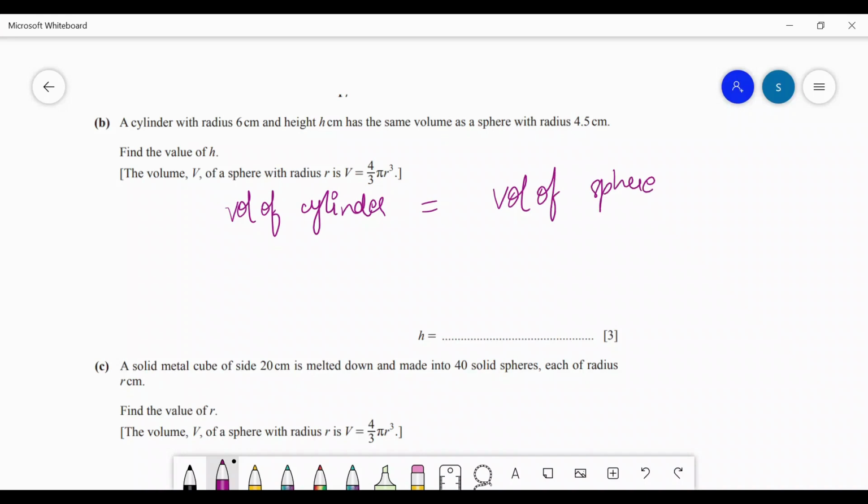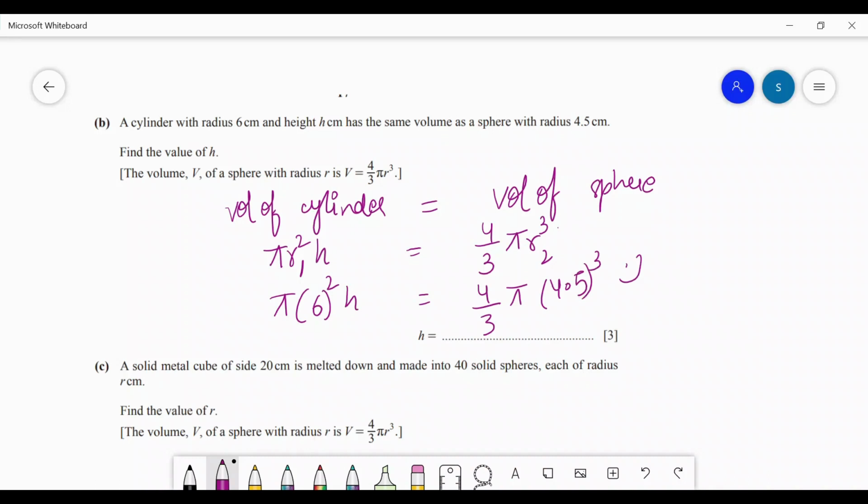So the volume of the cylinder is pi r square h. I'm just going to take it as pi r1 square h, because we have two radiuses here. So we want to call the radius of the cylinder r1 and the radius of the sphere r2, so that there's no confusion. And we have the volume of the sphere as 4 by 3 pi r2 cube. Here the radius of the cylinder is 6, so let me put that into the formula, and the radius of the sphere is 4.5 cube, and when you solve this equation you get h equals 3.375 centimeters.